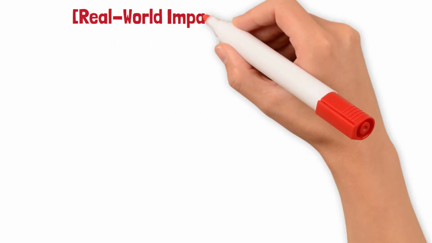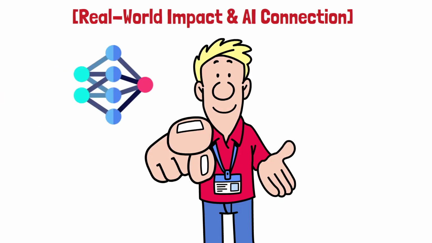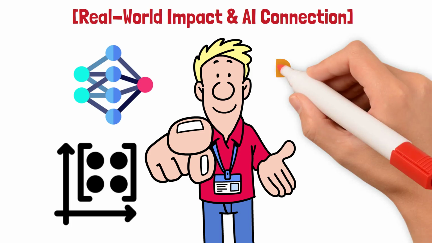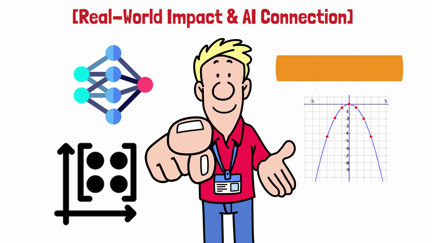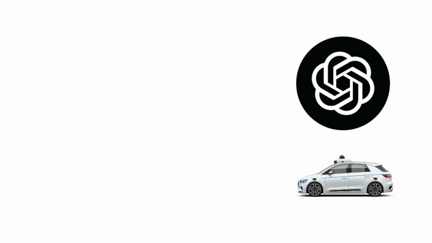Real-world impact and AI connection. And here's the exciting part. Every time you train a neural network, linear algebra is working behind the scenes, multiplying huge matrices, adjusting vectors during optimization, calculating transformations. This is the language that deep learning speaks. Without linear algebra, there would be no ChatGPT, no self-driving cars, no recommendation algorithms on Netflix or YouTube. It is truly the backbone of modern AI.